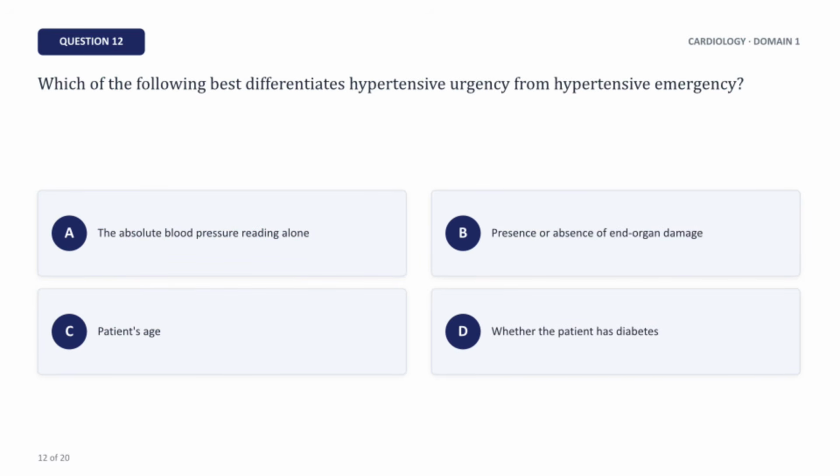Question number 12. Which of the following best differentiates hypertensive urgency from hypertensive emergency? Option A, the absolute blood pressure reading alone. Option B, presence or absence of end organ damage. Option C, patient's age. Option D, whether the patient has diabetes.